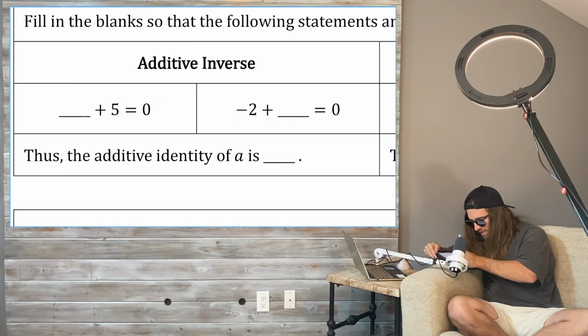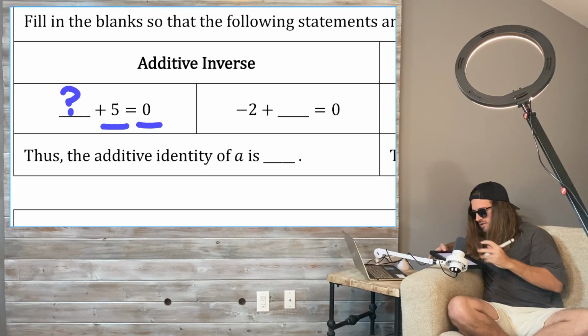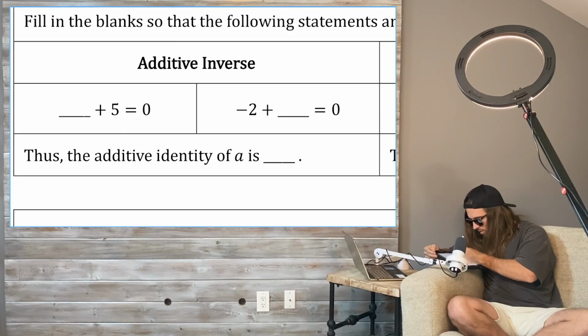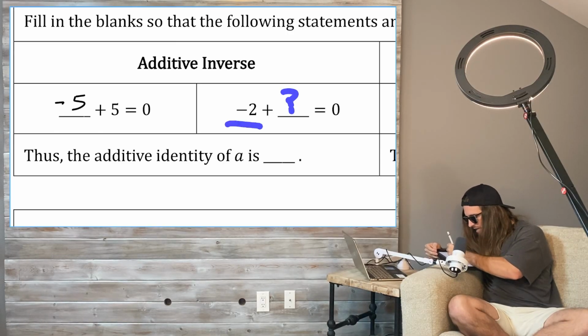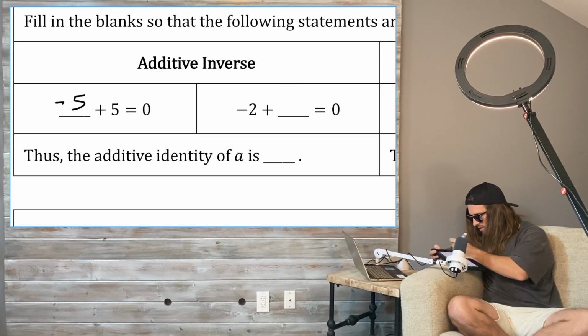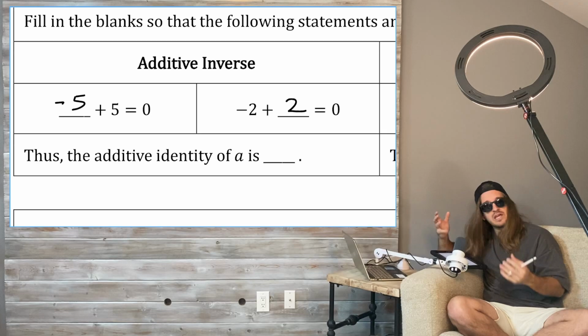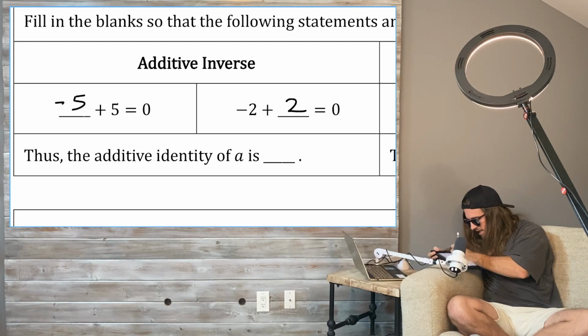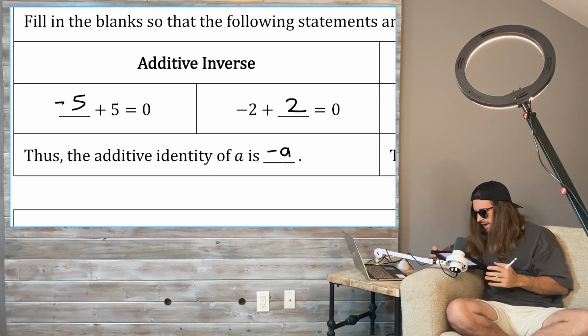What do I need to add to 5 to get 0? What do I add to 5 to make 0? Well, that would be a -5. What would I need to add to -2 to make it a 0? And that would be a +2. So essentially the opposite, right? That is called the opposite. Thus, the additive identity of A is -A. It's the opposite of A.